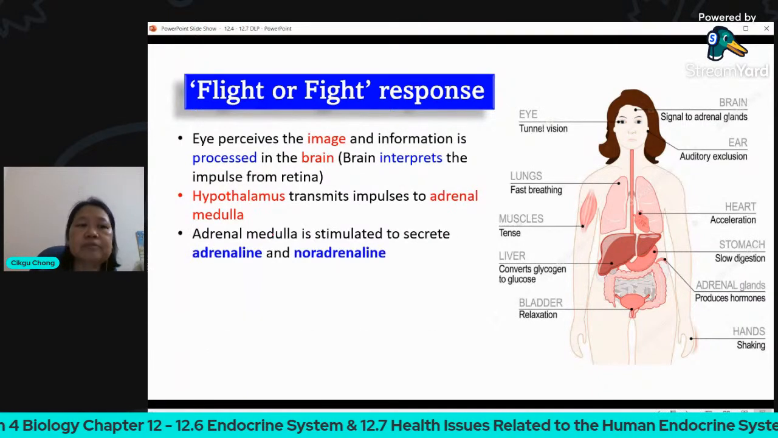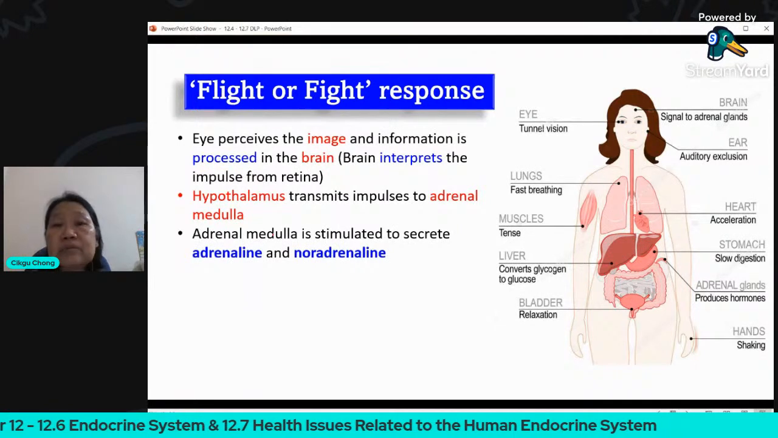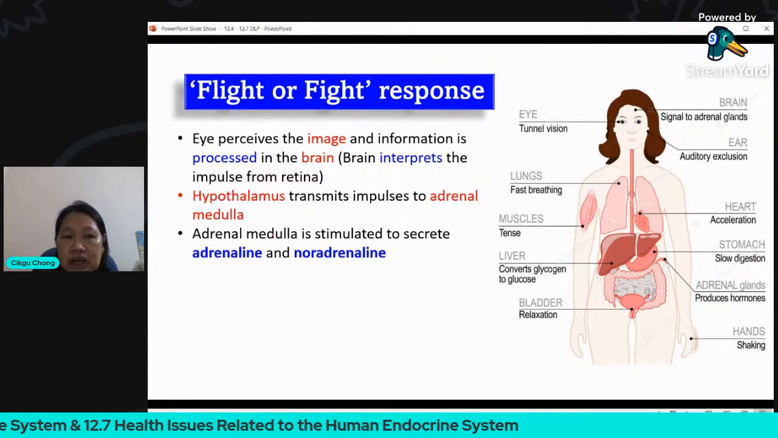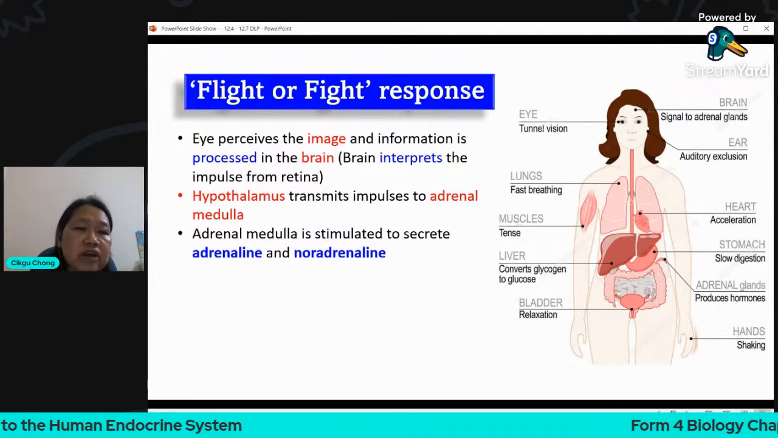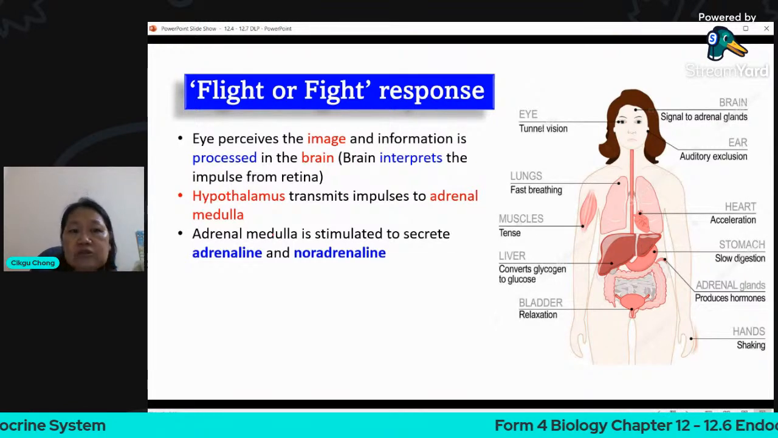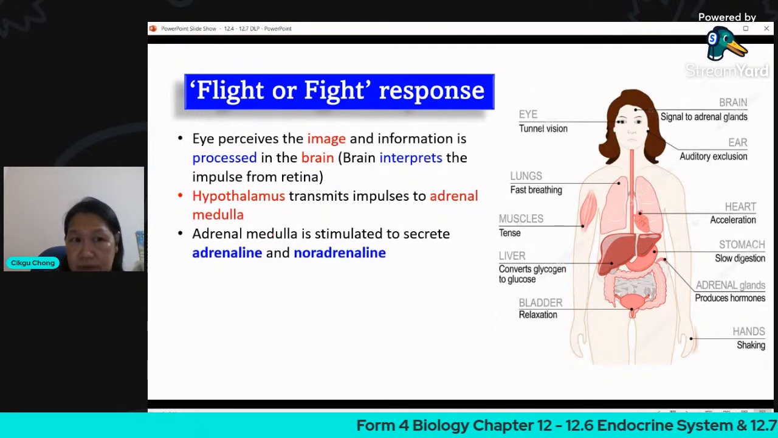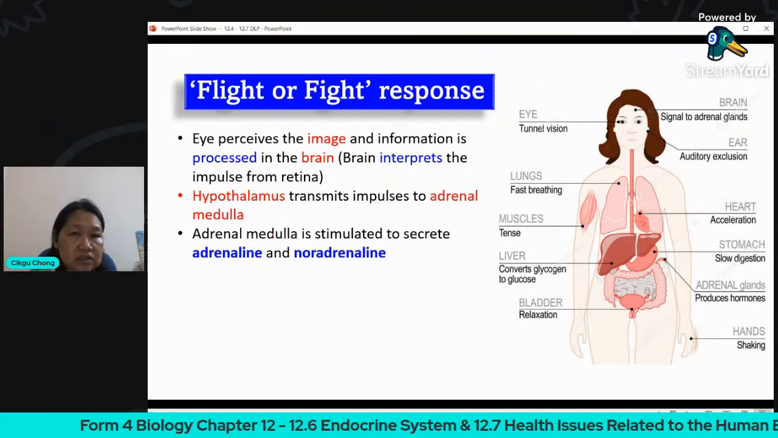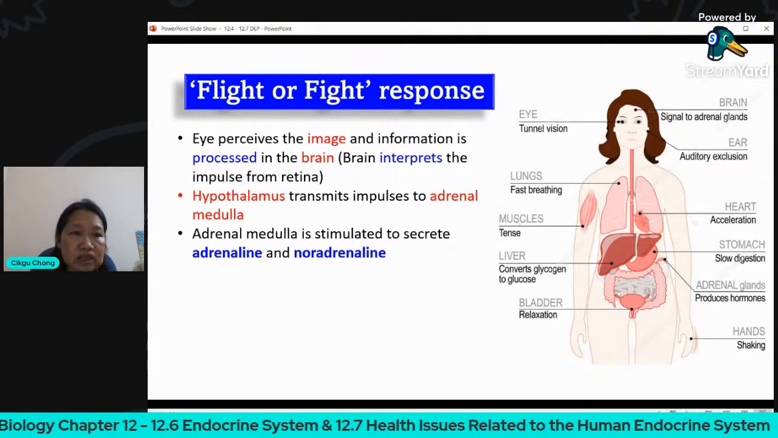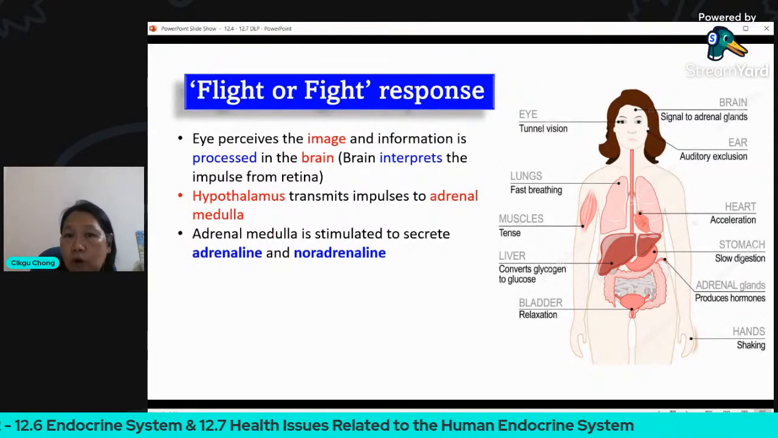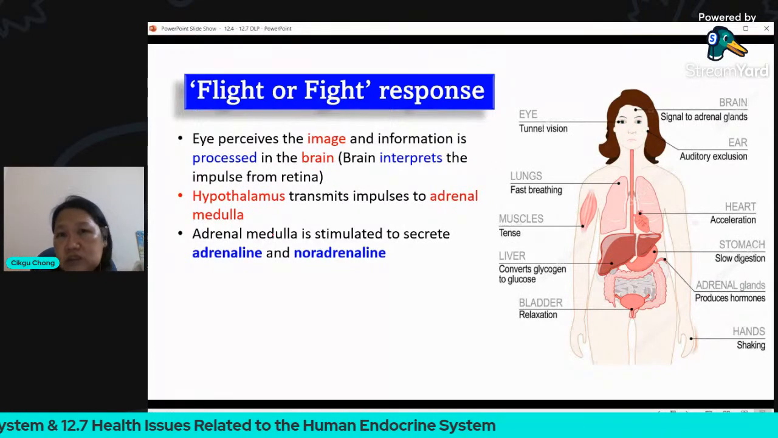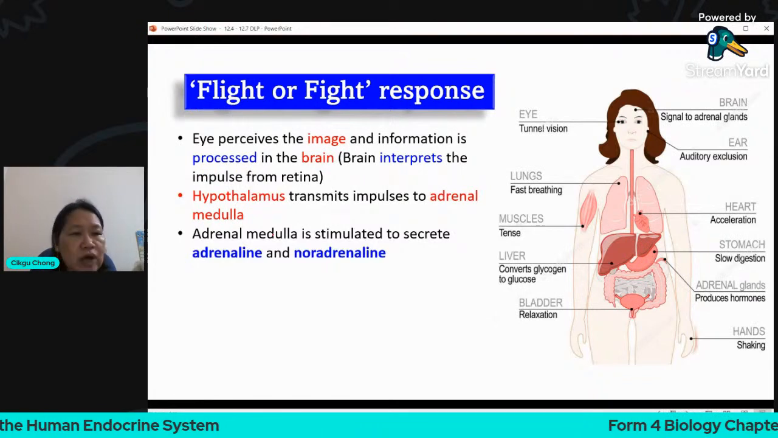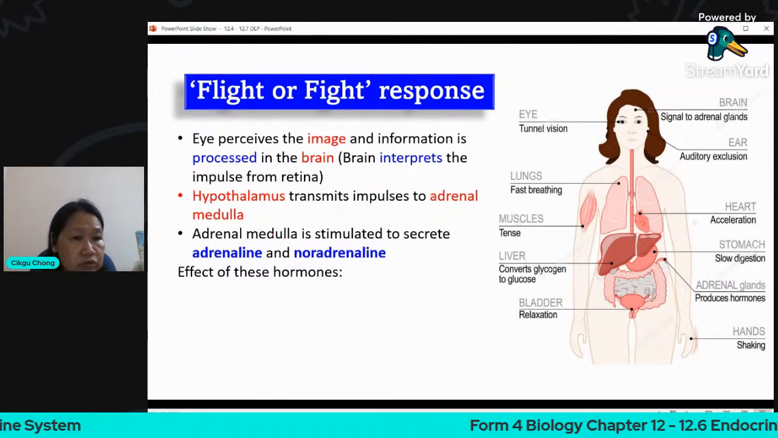So you have to mention the adrenal medulla is stimulated to secrete adrenaline and noradrenaline. You can say either one. Usually people will write adrenaline. So just now you saw the nervous system in play. Right now you will see the endocrine system also works. So this is like a coordination. When this situation arises, you find both systems will work together to give you that response so you can run faster, right? So what happens when your adrenaline is secreted?